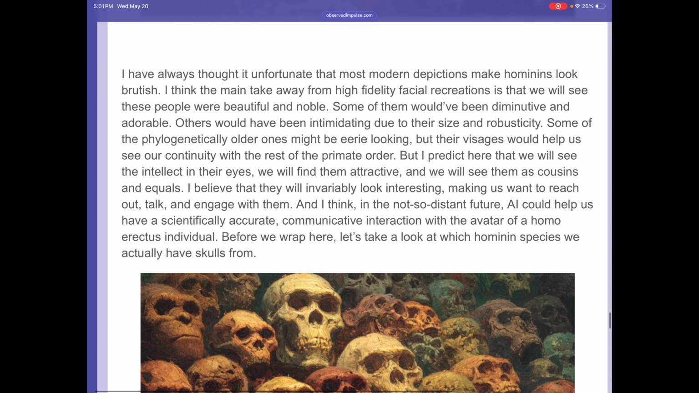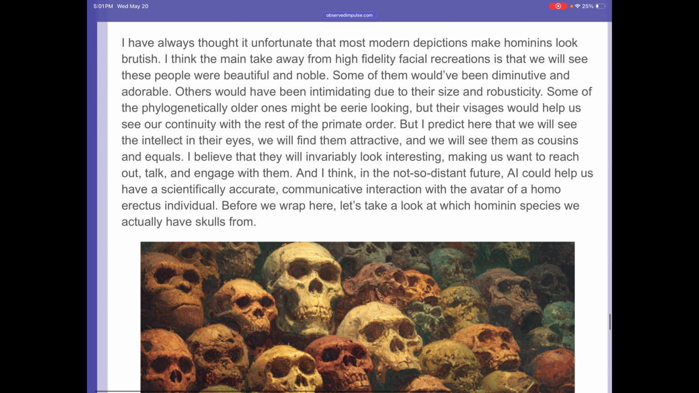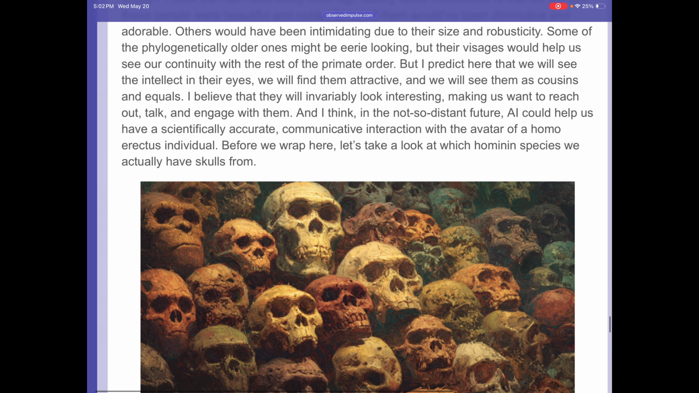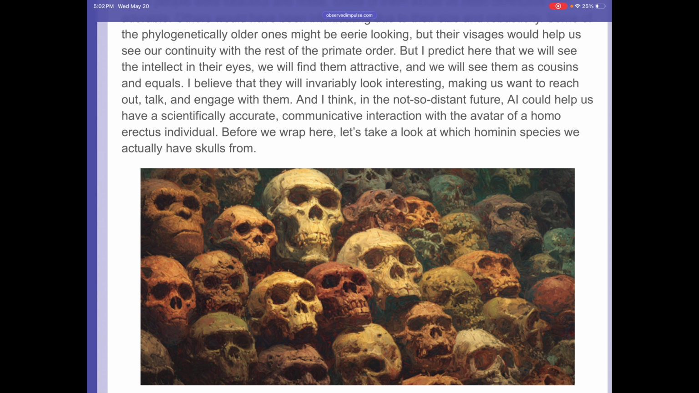I've always thought it unfortunate that most modern depictions make hominins look brutish. I think the main takeaway from the high-fidelity facial recreations is that we will see these people were beautiful and noble. Some of them would have been diminutive and adorable. Others would have been intimidating due to their size and robusticity. Some of the phylogenetically older ones might be eerie looking, but their visages would help us see our continuity with the rest of the primate order.